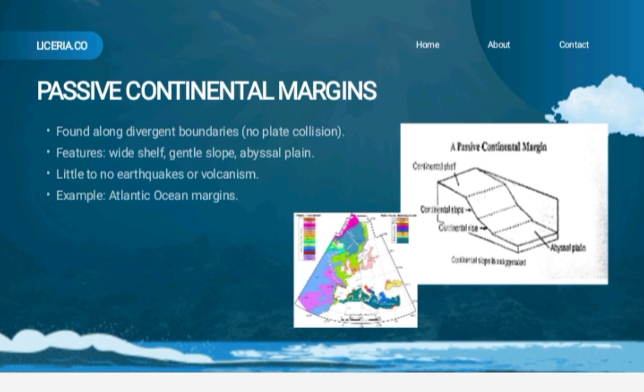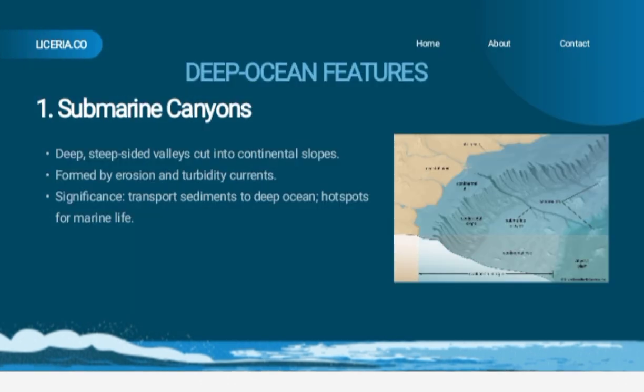Passive margins transition into the abyssal plain, a flat, deep ocean floor. These margins experience relatively little earthquake or volcanic activity. An example is the Atlantic Ocean margins. Now, let's move on to the deep ocean features.